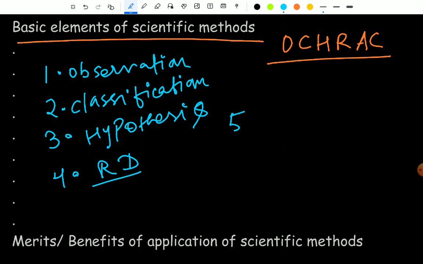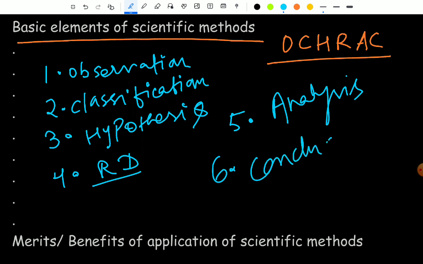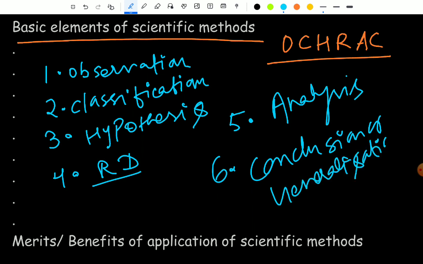The next basic element of scientific method is analysis, the fifth basic element, and there is analysis of data by controlling the variables, external variables. And the sixth basic element of scientific method is conclusion or generalization. So there are basically six basic elements of scientific method. You can remember them using the code OCHRAC.